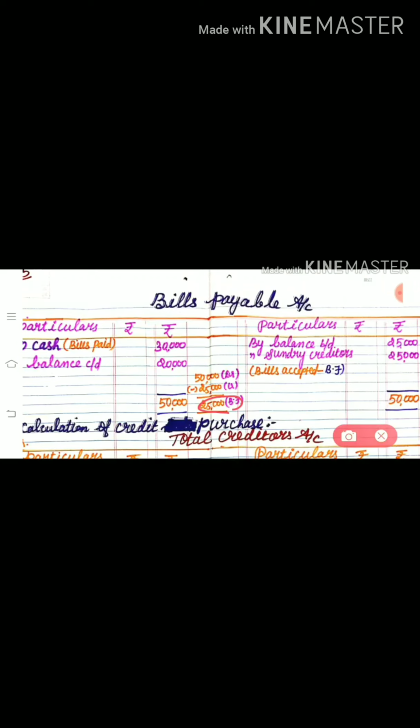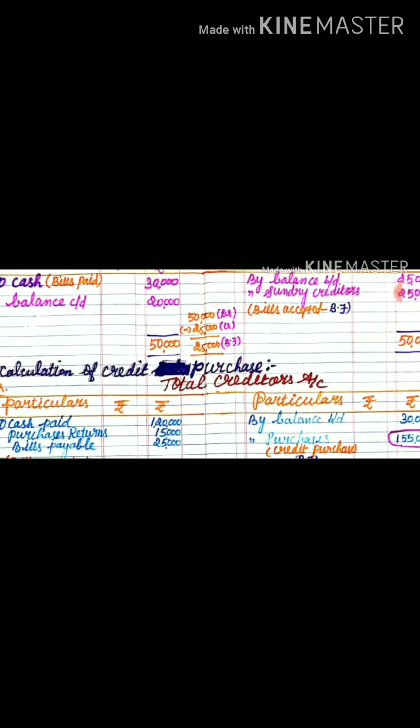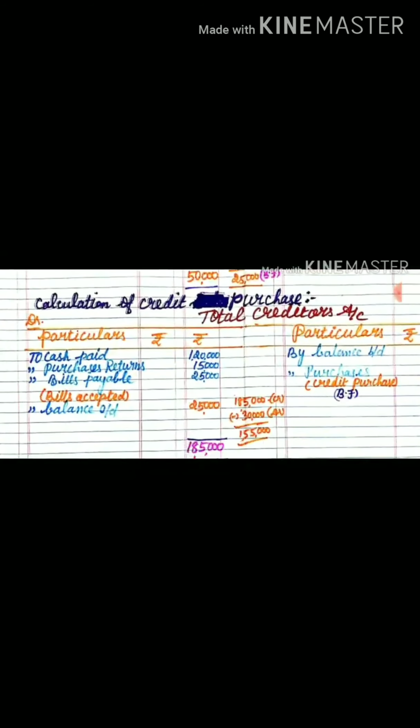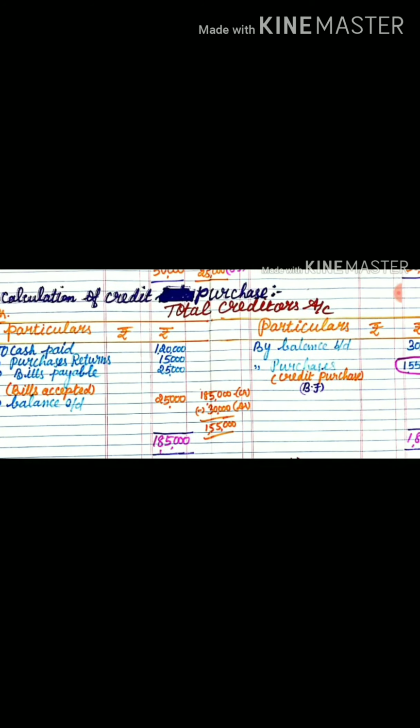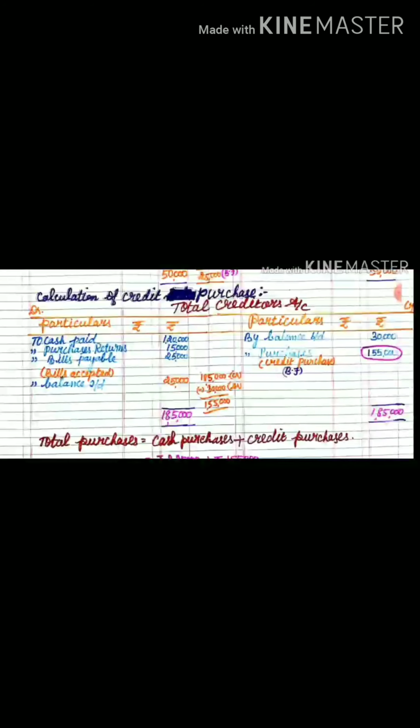And then the next account I have to prepare is the calculation of credit purchase. Credit purchase means the total creditors account. On the credit side, by balance brought down 30,000. On the debit side, all the payment items will be entered. So to cash paid 1,20,000, purchase returns 15,000, bills payable 25,000.